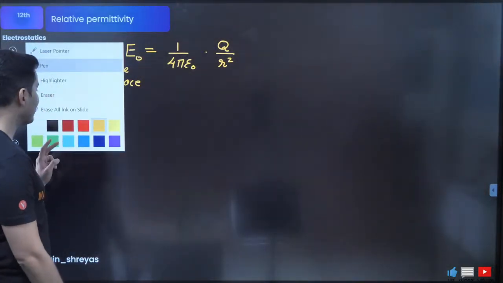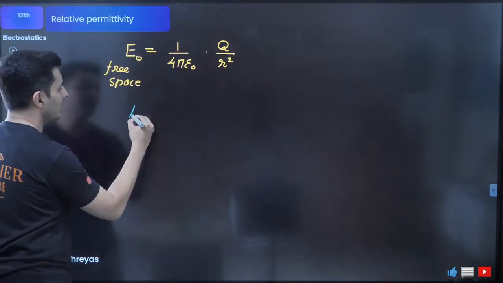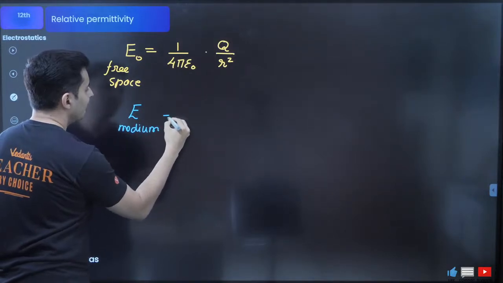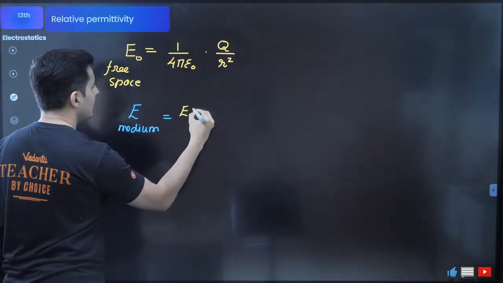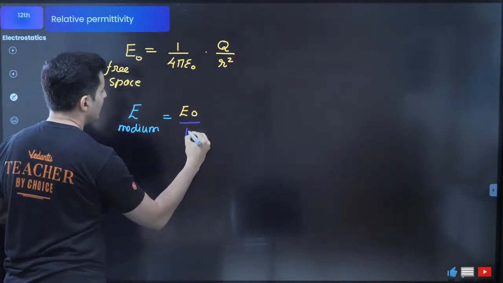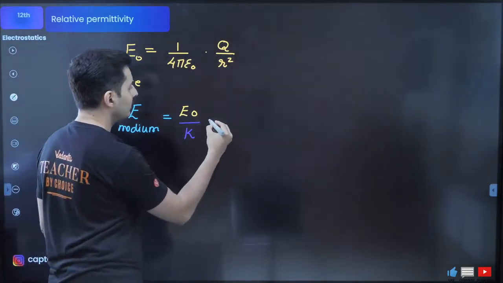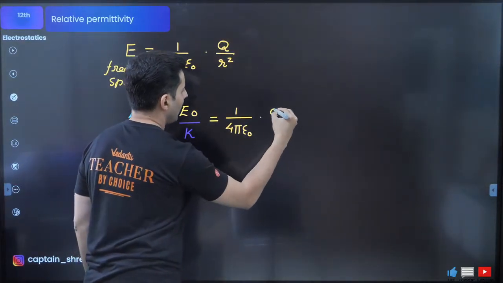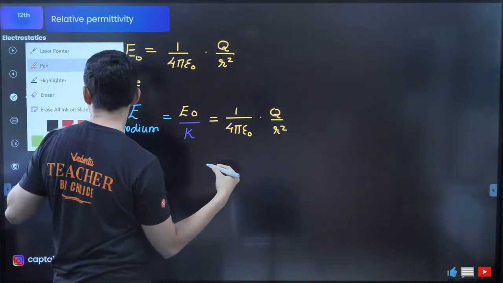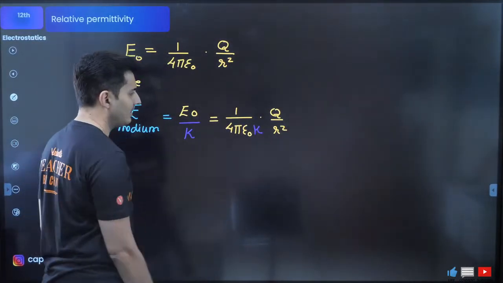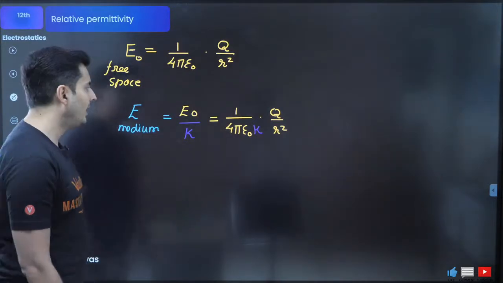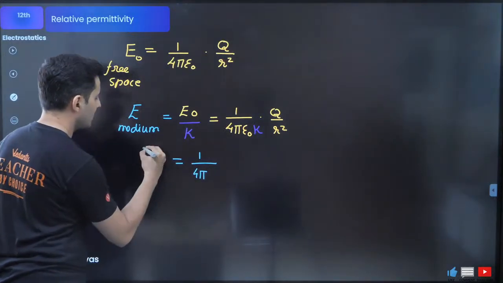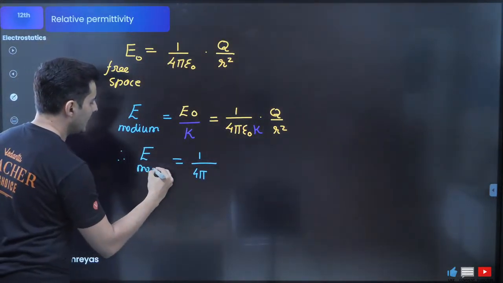But the moment you are inside the medium, the field in the medium will be, like I told you, E naught divided by the value of K. So the value of E naught is nothing but 1 by 4 pi epsilon naught, and I have Q and R square. This K from here just comes over here as it is. These two I can combine together and just write this as 1 by 4 pi epsilon naught K. This is the field in the medium, of course.